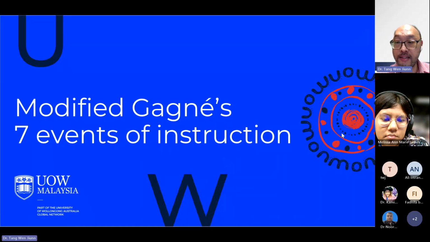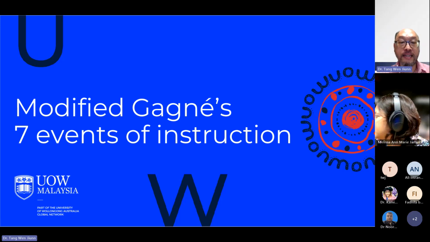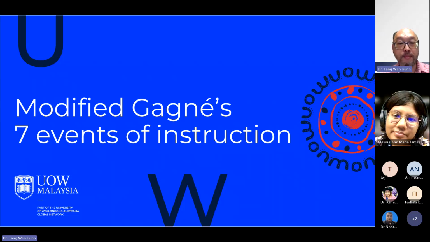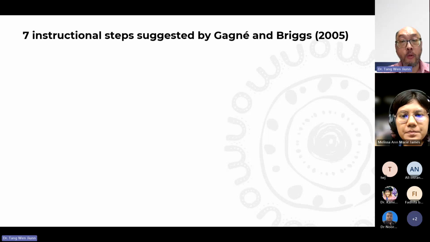So the last part here, I just want to share with you the Gagné's events of instruction. I believe we all are very familiar with Gagné's nine events of instruction. But this one is a modified version, which still has most of them. Two steps were taken out, so we're left with only seven events, but they still work very well, because the two events that have been taken out have already been incorporated into other steps.